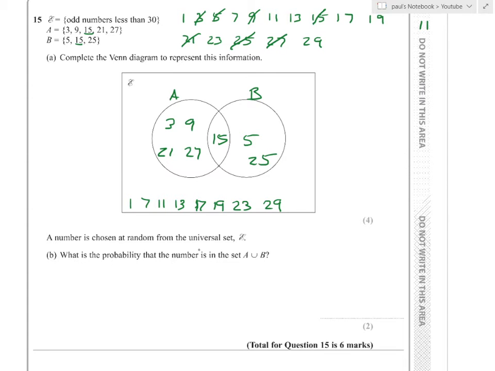A number is chosen at random from the set. What's the probability the number is A and, that's and, B. So in A and B we've got 1, 2, 3, 4, 5, 6, 7. 7 out of altogether 8, 9, 10, 11, 12, 13, 14, 15. 7 out of 15.